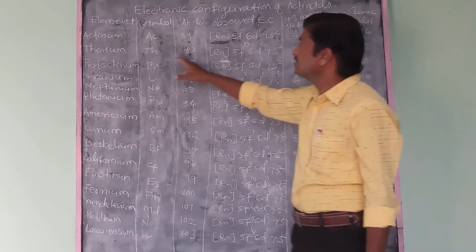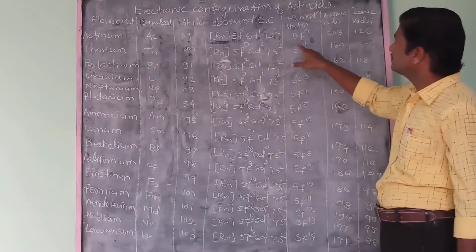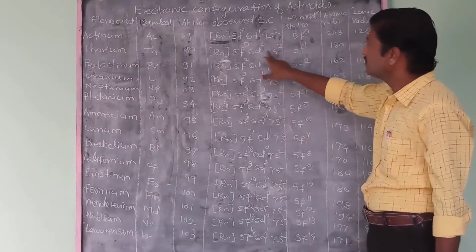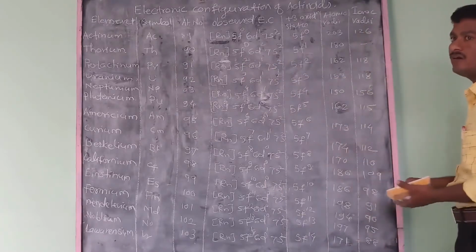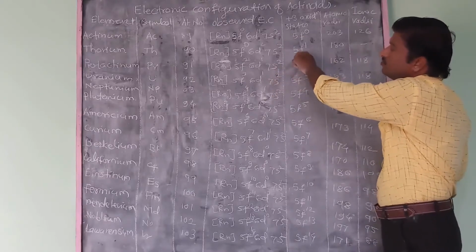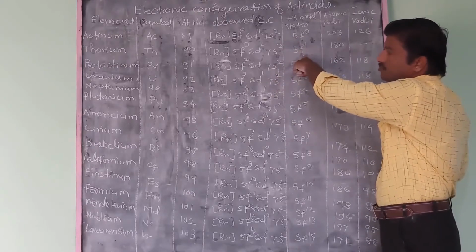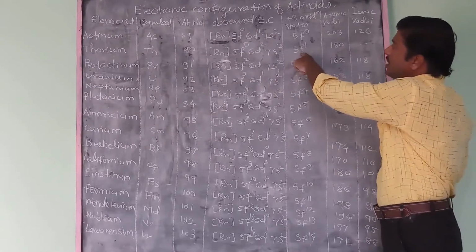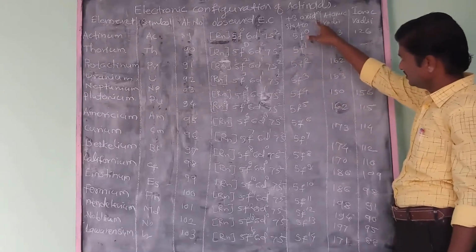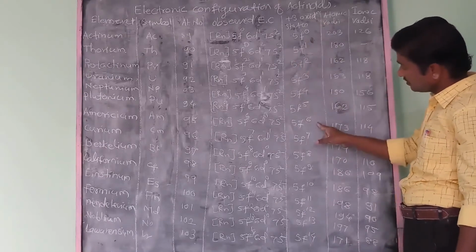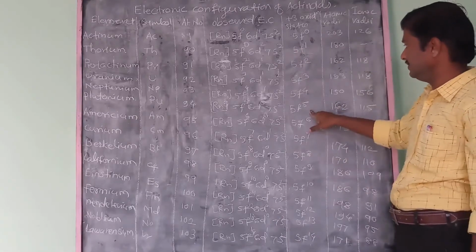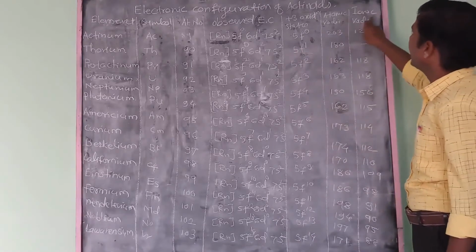Then if we take the next element, that is thorium, and take the plus 3 oxidation state, 2 electrons are removed from s and 1 electron from either 6d or 5f orbitals. So the 6d electron will be removed, and the outer electronic configuration of the thorium plus 3 ion will be 5f1. This is the plus 3 oxidation state and the outer electronic configuration of that ion.